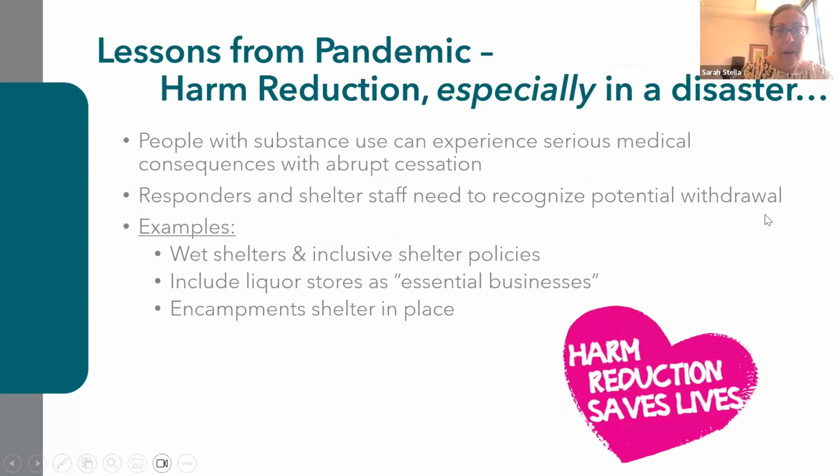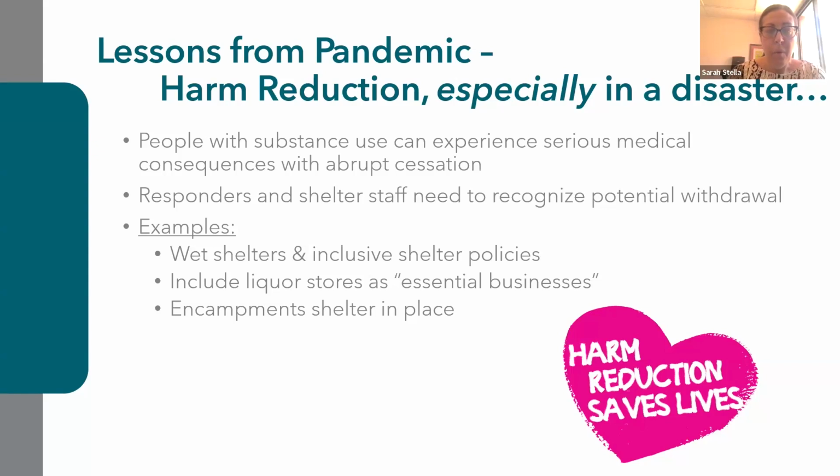So we know that harm reduction is critically important. It saves lives, and this is especially true during a disaster. People with substance use can experience serious medical consequences and withdrawal with abrupt cessation. And so it's really important that first responders and shelter staff are trained to recognize potential withdrawal and have the ability to quickly get those folks into care. So partnerships with hospitals and detoxification facilities to make sure people can get the life-saving care that they need.